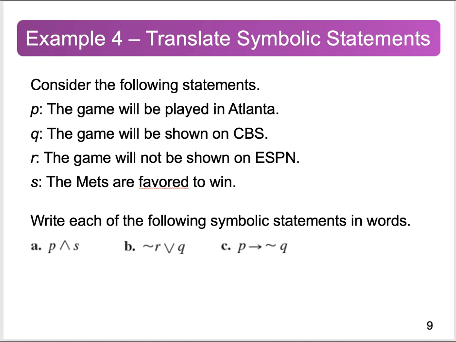B means not R or Q. So we need to negate R. The game will not be shown on ESPN. The negation is the game will be shown on ESPN. Then we say or Q. So our statement here would be the game will be shown on ESPN or the game will be shown on CBS. And then the last one, P implies not Q. Let's first negate Q. That would say the game will not be shown on CBS. So here our statement is if the game will be played in Atlanta, then the game will not be shown on CBS.